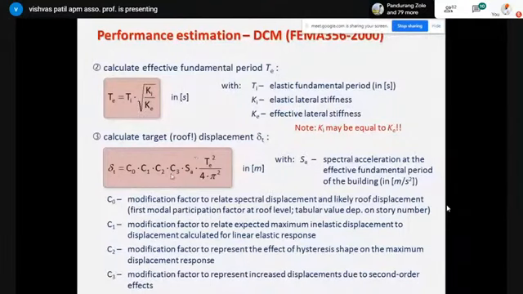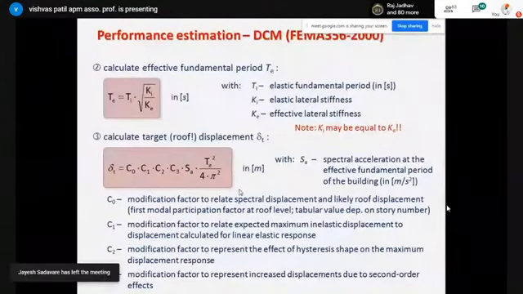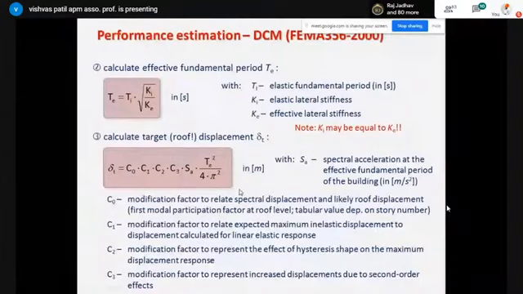C0, C1, C2, C3 are there. These are the coefficient modification factors to relate the spectral displacement, C1, and C3 is to consider the P delta effect, which is a second order effect. If you are considering the P delta effect, then this particular modification factor is used. The values of all these are given in FEMA 356. Again, this equation is applicable for a single degree of freedom system. So this method is applicable for the first mode, that is, SDF systems and first mode dominant structures.